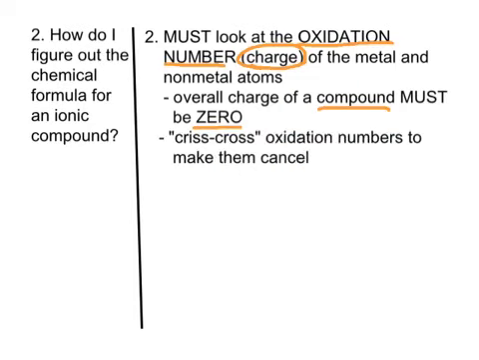The easiest way to do this is to do what we call a crisscross of the oxidation numbers in the ions. Because when you crisscross them, you're going to cancel them out, basically, and so you will get the correct number ratio of metal atoms to nonmetal atoms to make a neutral compound. So let's see how this works.